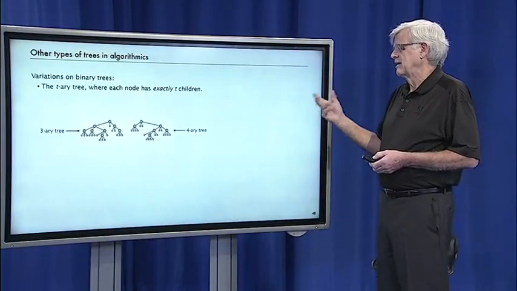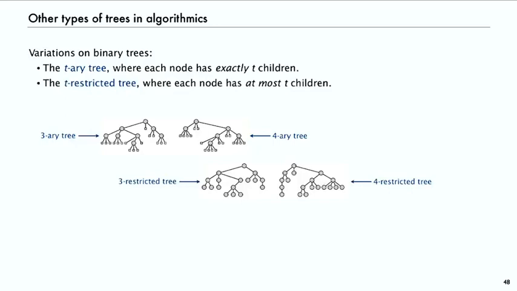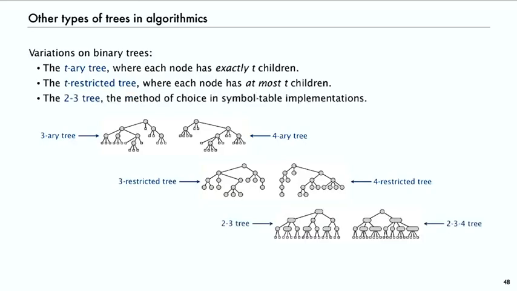In algorithmics, there's plenty of natural ideas that come up as well. What about having more than 2 children? Why not have exactly 3 children or exactly 4? There's plenty of applications where we might want to do that. So there's the idea of the T-ary tree, where each node has exactly T children. Or maybe there's a bound on the number of children, so each node has at most T children, but not necessarily exactly. That's a T-restricted tree.